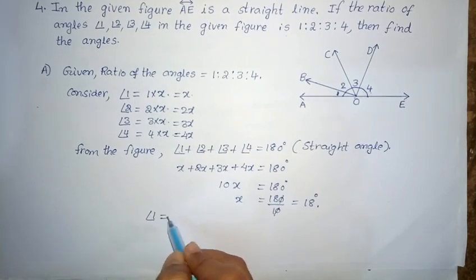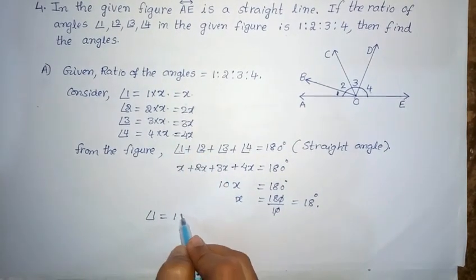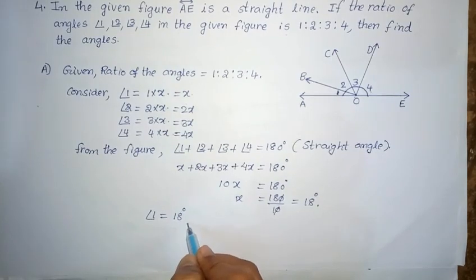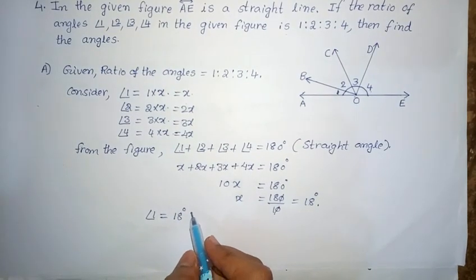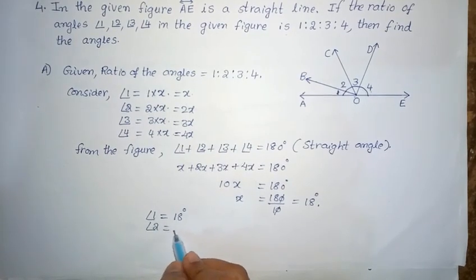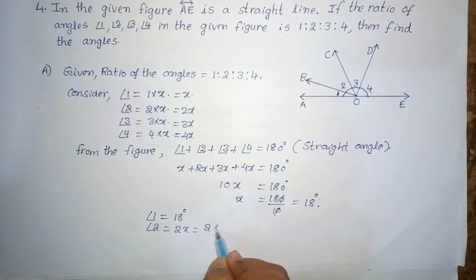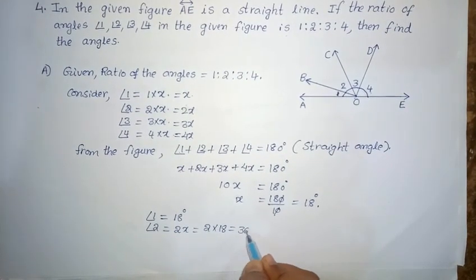So angle 1 is equal to x. So x value is 18 degrees. So angle 1 is equal to 18 degrees. So next angle 2. Angle 2 is equal to 2x, that is equal to 2 into the x value 18. So 2 into 18 becomes 36 degrees. So angle 2 equal to 36 degrees.